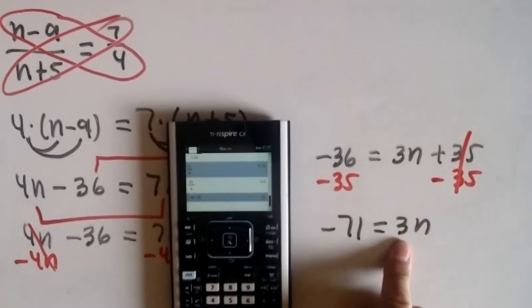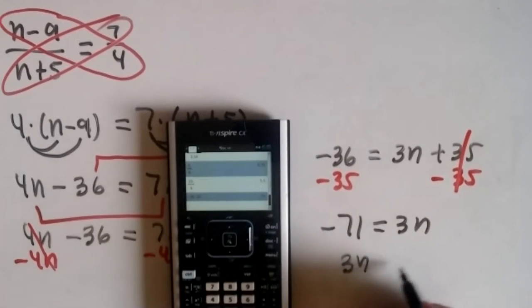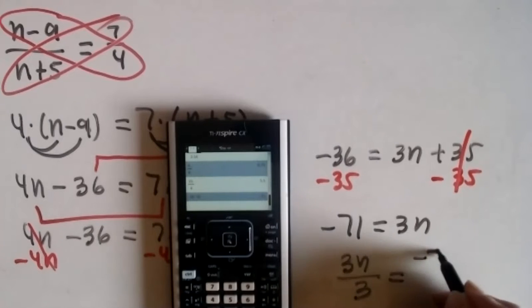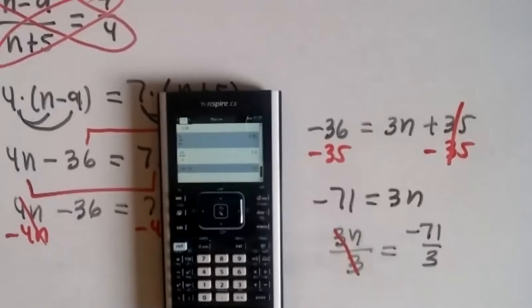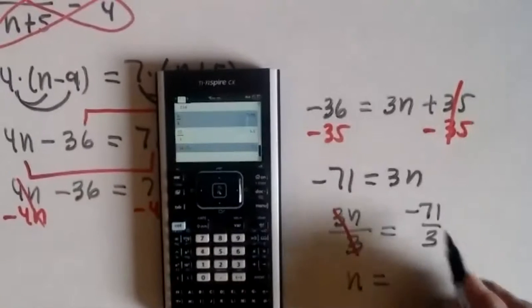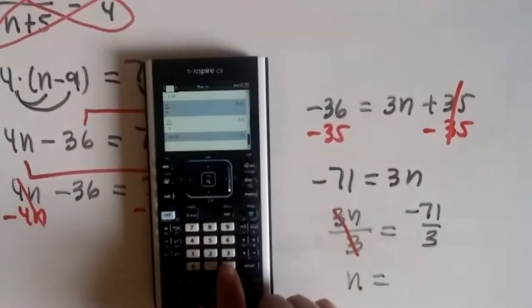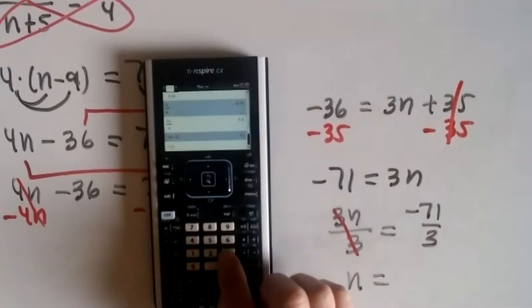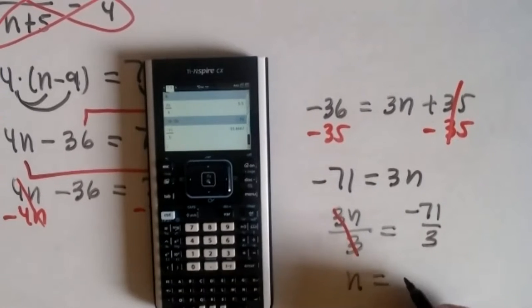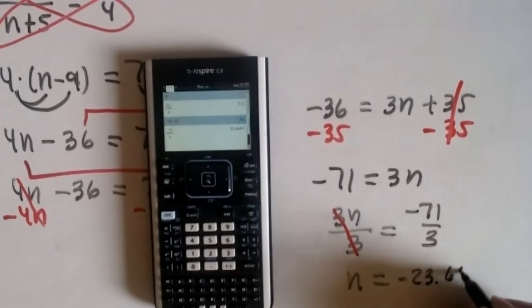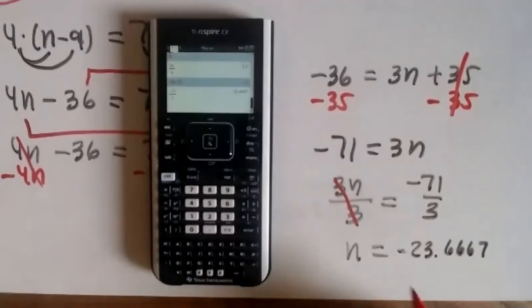Now, the last step, you need the n by itself. 3 is multiplying. So you are going to take the equation, you divide by 3, both sides, correct? You cancel the 3's, and then you get at the end, n equals negative 71 divided by 3. Again, my calculator in action. Negative 71 divided by 3. Press enter, and I get negative 23.6667. Okay. What is the correct answer for your assignment?